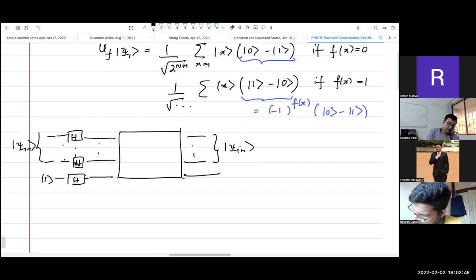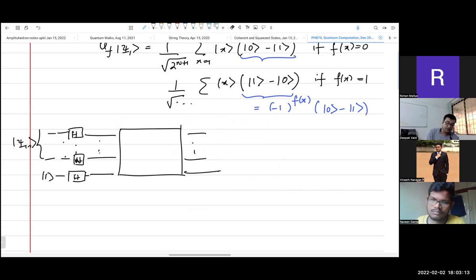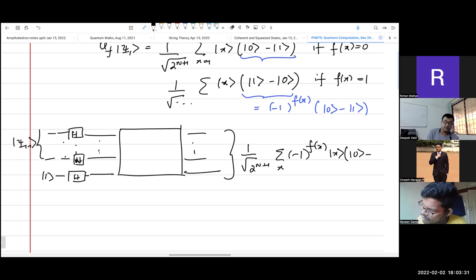And then this output is 1 by root of 2 to the n plus 1, summation of x. So, you have to consider the full thing. You can't just consider one part of it, right? So the full state becomes 1 by root of 2 to the n plus 1, summation of x, minus 1 to the f of x, x tensor 0 minus 1. Okay? All right, so what do we gain in this process?